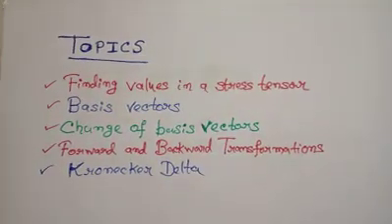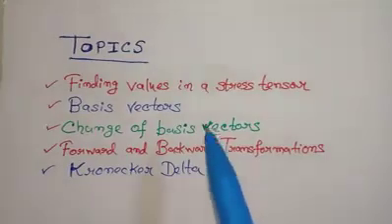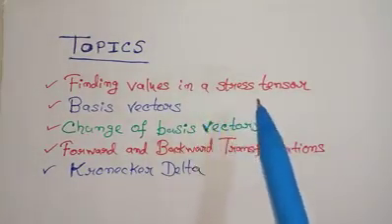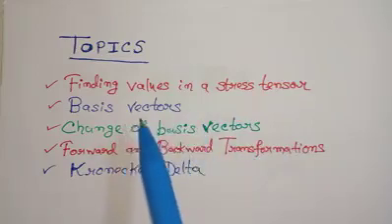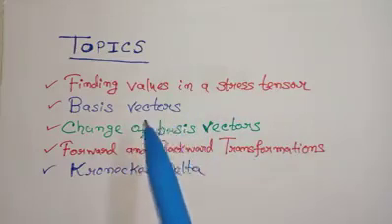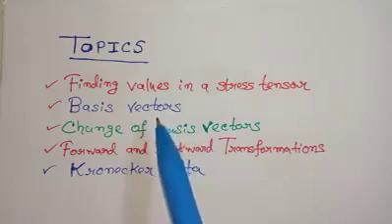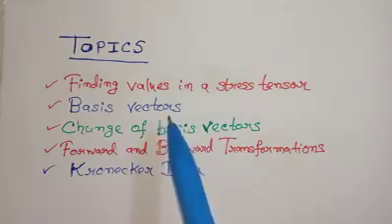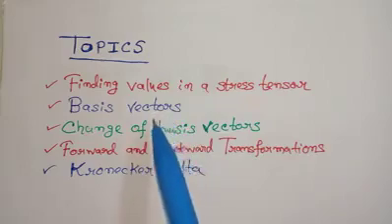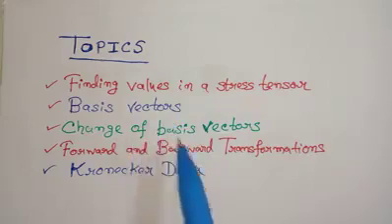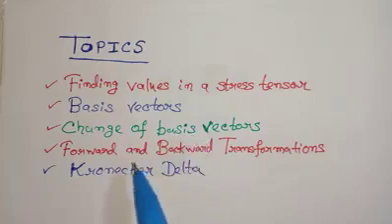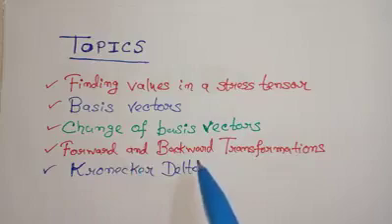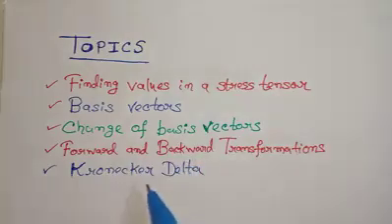Initially we covered the first part, finding values in a stress tensor. This is already done. For bases of vectors, we have already seen what they are, and through them we can find the basic essence of a vector: the vector remains invariant but the components of the vector change. We have also seen change of basis of vectors. For forward and backward transformations, we have just covered the forward transformation, and here we will cover the backward transformation and the Kronecker delta part.